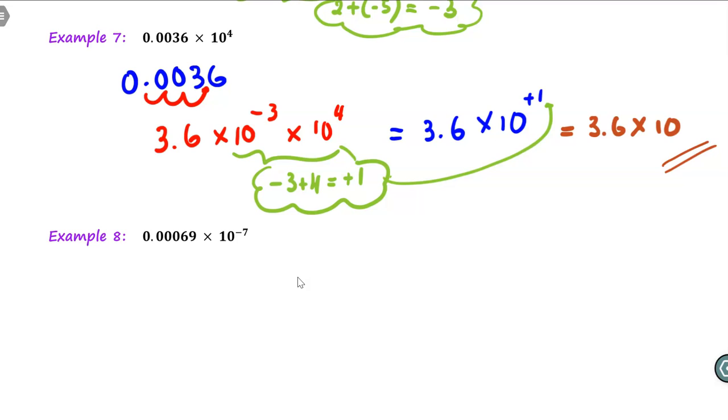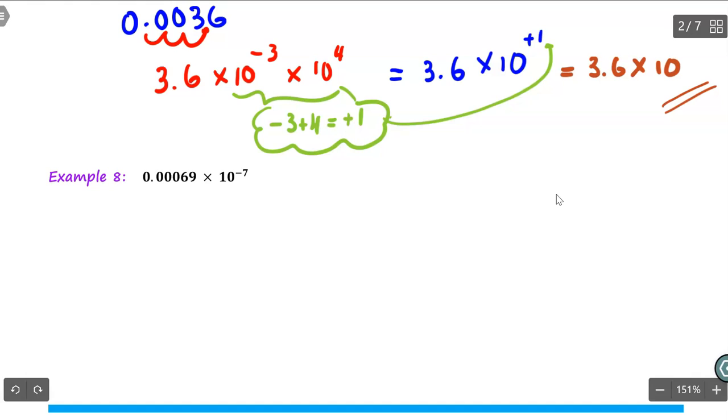Alright, so if you write 3.6 times 10, there's nothing wrong with that. If you write 3.6 times 10 to the exponent positive 1, it's also correct. Okay? Very good. So now let's move on to this example. I rewrite this, and then I am going to move the decimal point 1, 2, 3, 4. So this number will become 6.9 times 10 to the exponent of negative 4.